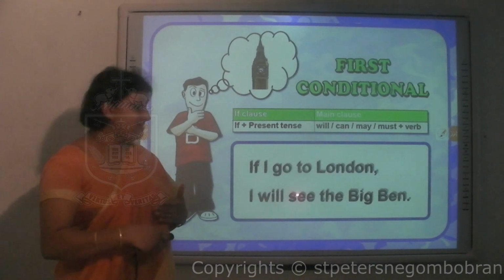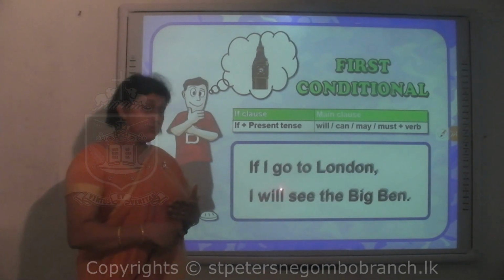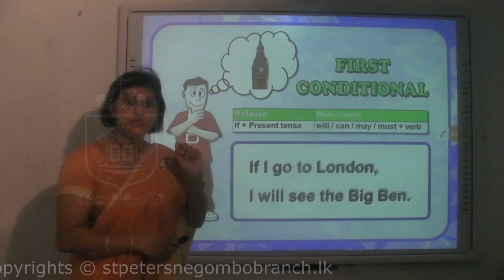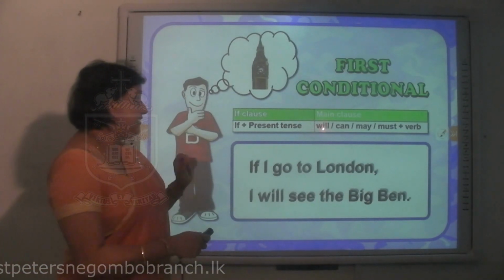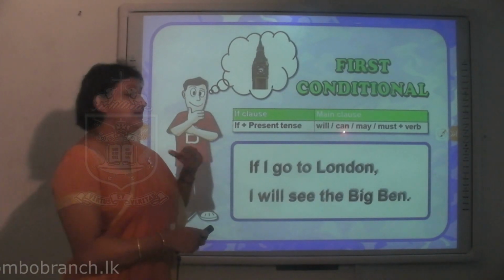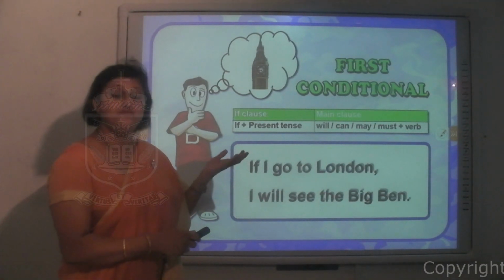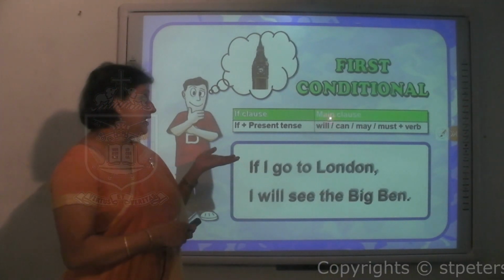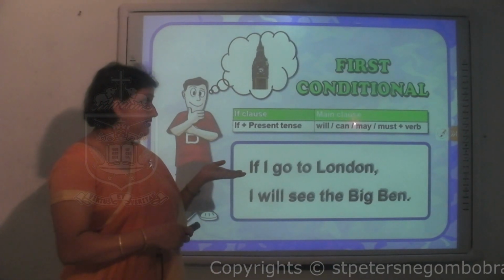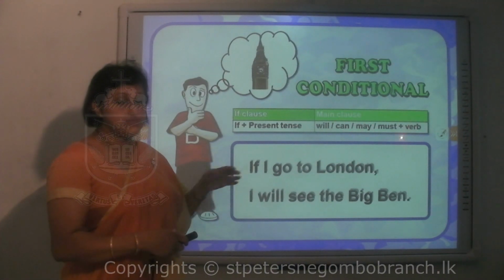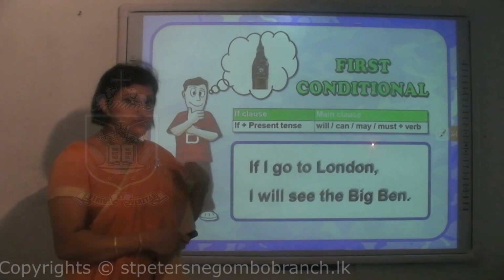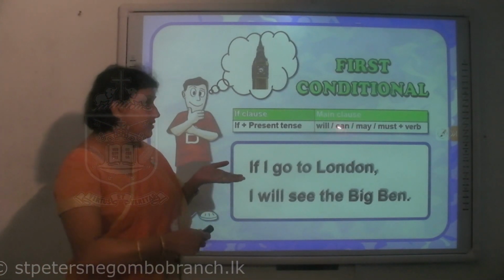Now here, children, will see. Instead of this word will, there are certain words which we can use. Here I have given that instead of will, we can use either can, may or must plus the verb infinitive. We can either use will, can, may or must. According to the meaning of the sentence, you can pick whatever word you want.